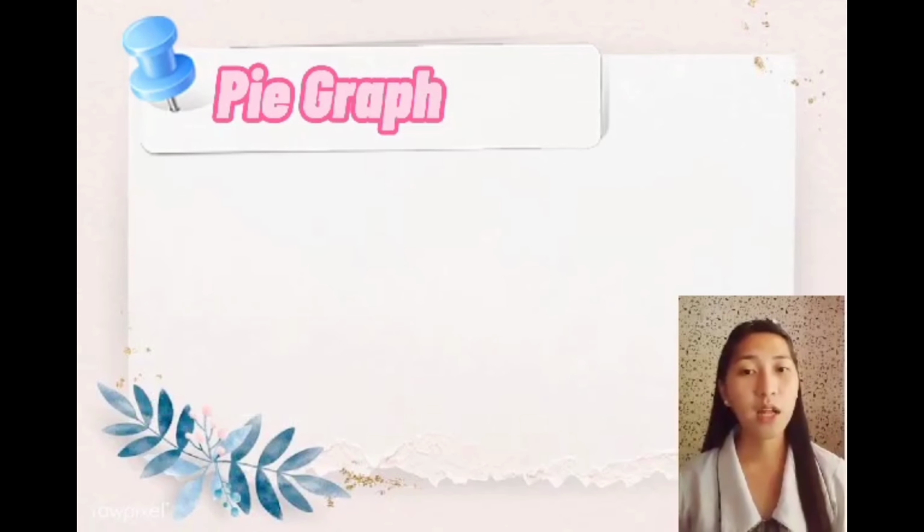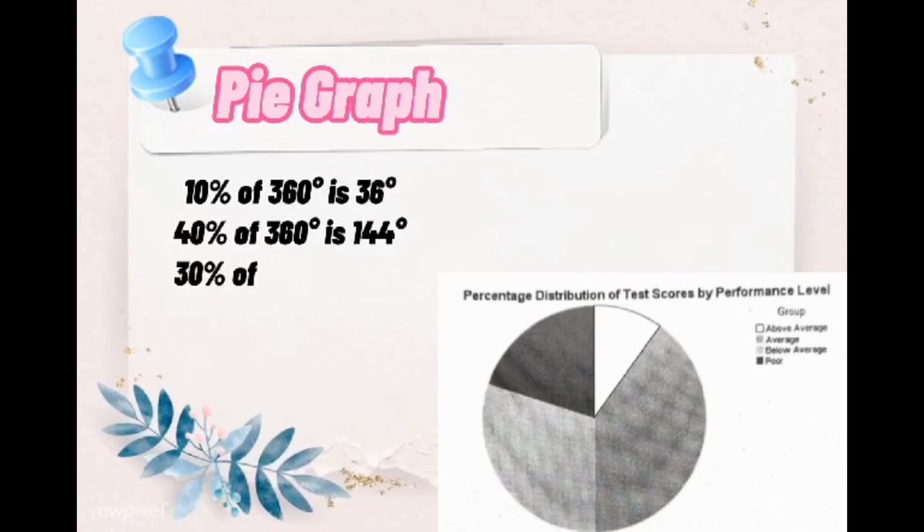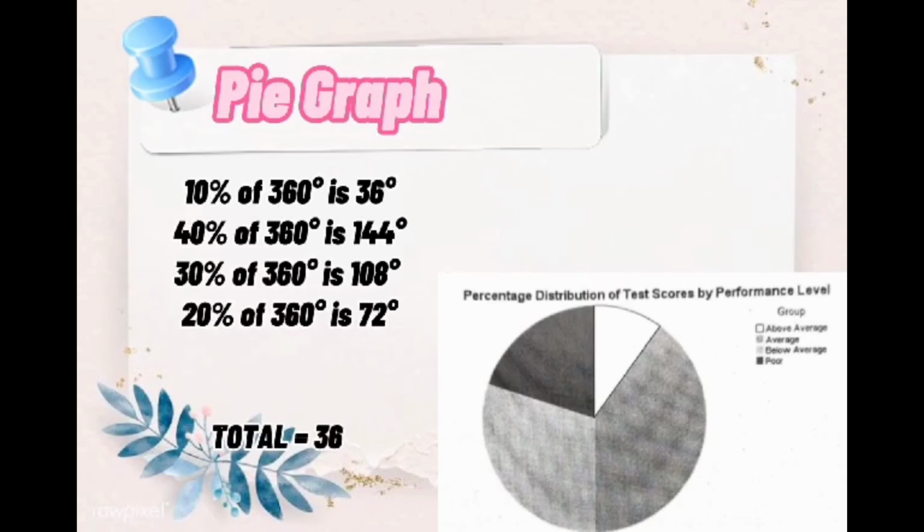So, the simple calculation shows that 10% of 360 is 36 degrees, 40% of 360 is 144 degrees, 30% of 360 is 108 degrees, and 20% of 360 is 72 degrees. So the total of the percentages is equal to 360 degrees. You can use an ordinary protractor or compass, and you need to label each portion of the pie with different shades to indicate the categories, and label the whole chart.